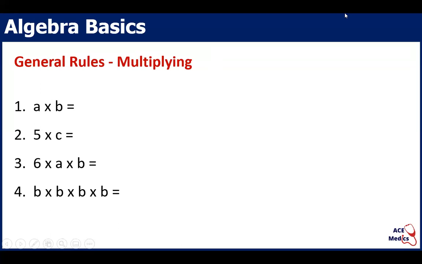Okay, let's continue. If we're multiplying A and B together, we're just going to write that as AB, which I'm sure you're all fairly happy with. The same with if we're doing 5 times C, that's going to become 5C. So we're essentially just removing this multiplying sign. So 6 times A times B is going to become 6AB.